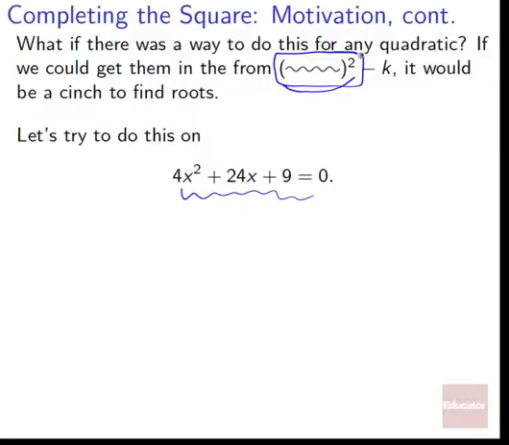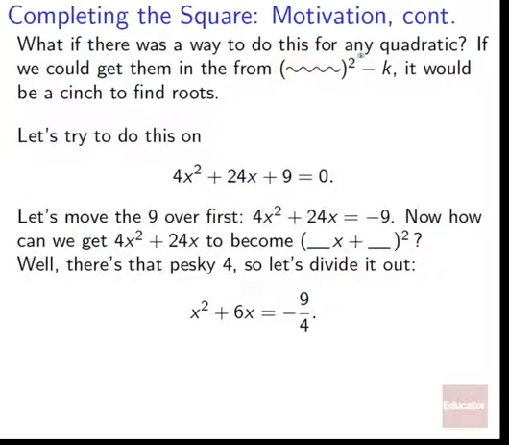So we'll call it completing the square, because once we have a square minus just a constant, it's really, really easy to be able to solve for what the roots have to be. So let's move the 9 over first. We'll get 4x squared plus 24x equals negative 9. Now how can we get 4x squared plus 24x to become blank x plus blank squared?